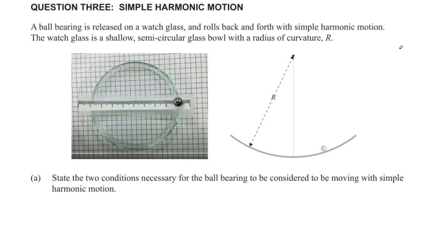So now we have simple harmonic motion. A ball bearing is released on a watch glass and rolls back and forth with simple harmonic motion. The watch glass is a shallow, semicircular glass bowl with a radius of curvature r.